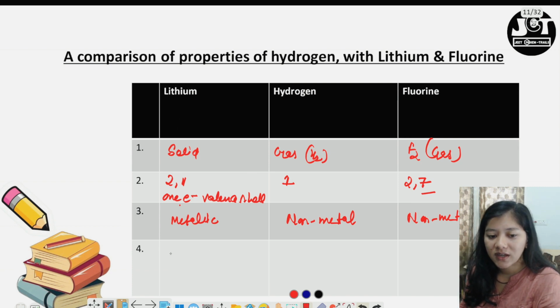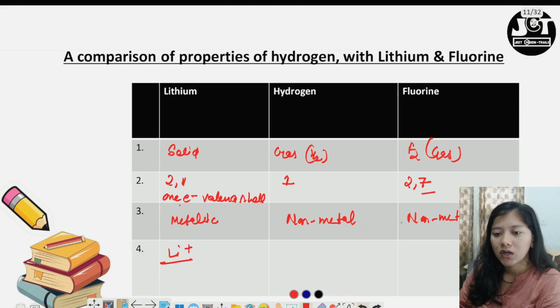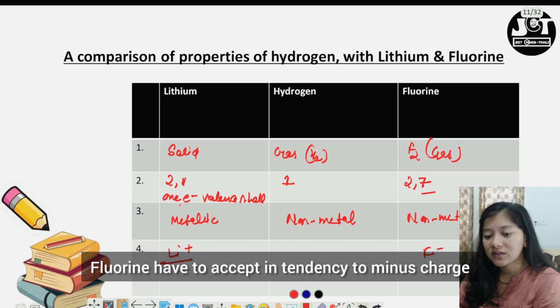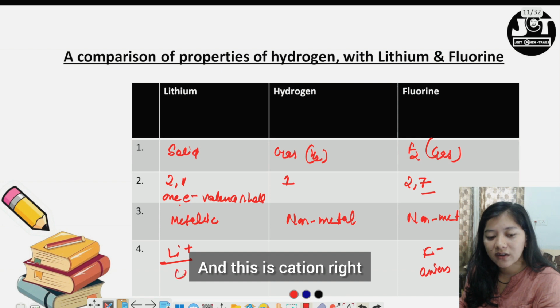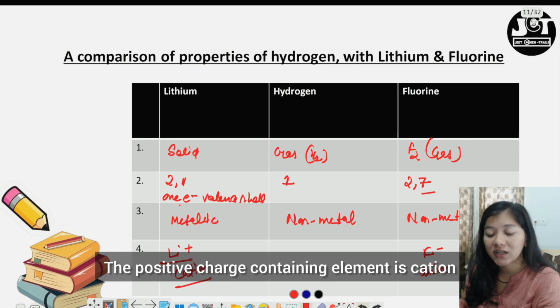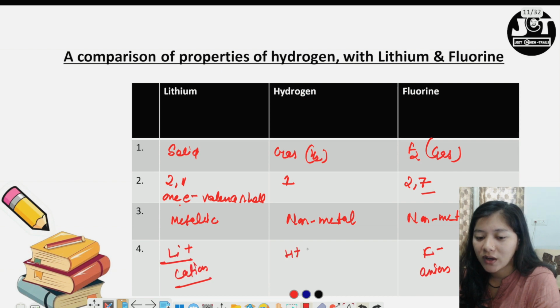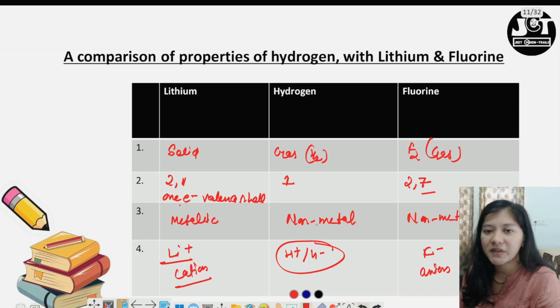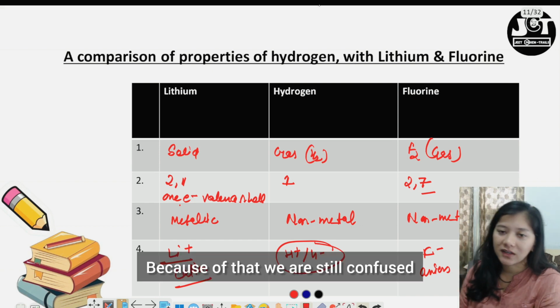Now the next thing is the tendency to form a cation. So lithium has a tendency to form Li plus because it will lose one electron. Fluorine has a tendency to accept an electron to get a minus charge. So this is an anion, we call it, and this is a cation, right? The positive charge containing element is a cation. While in case of hydrogen, it can be H plus or H minus, both. Means it can gain an electron, it can lose an electron. Because of that, we are still confused.